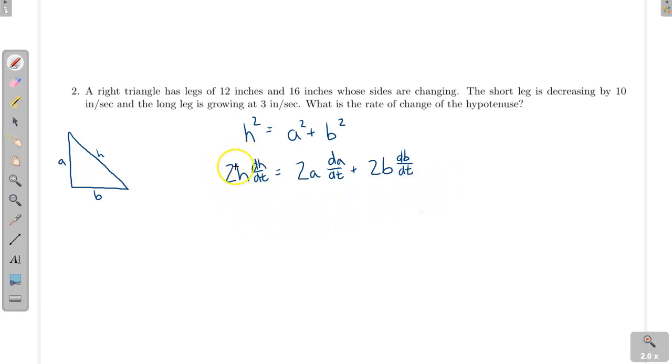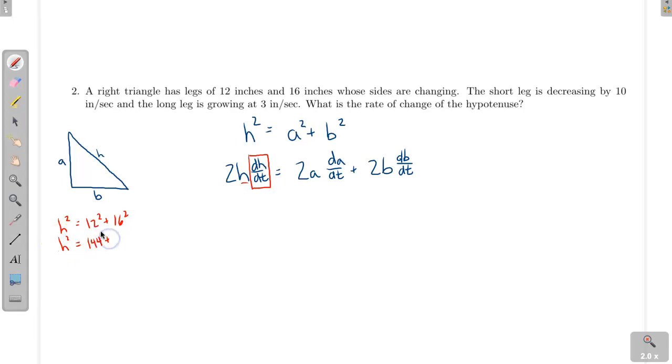We don't know H in the problem. It's not given to us, but, all right, so let's just say this. We're trying to find this. We're trying to figure out how the hypotenuse is changing, but we don't know the actual hypotenuse, but we can find it using our original Pythagorean theorem, the original hypotenuse at the time. We know our side lengths.